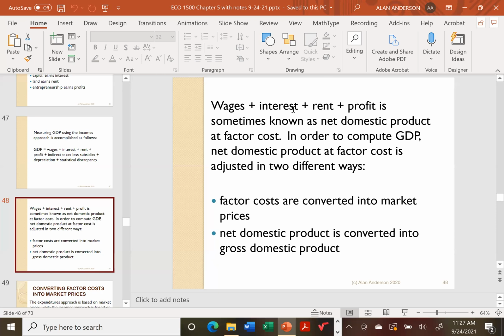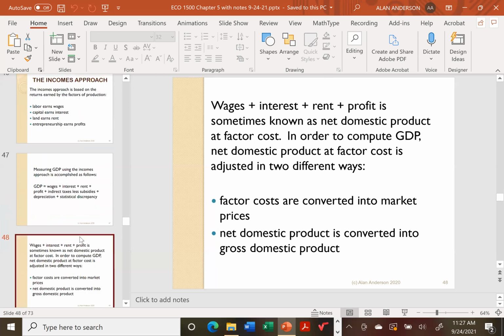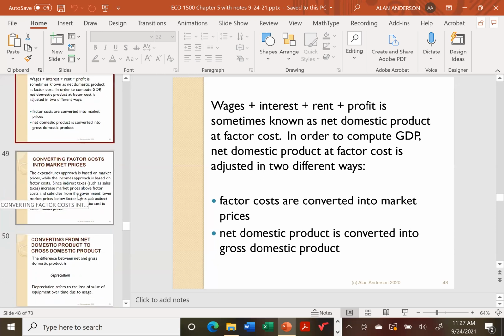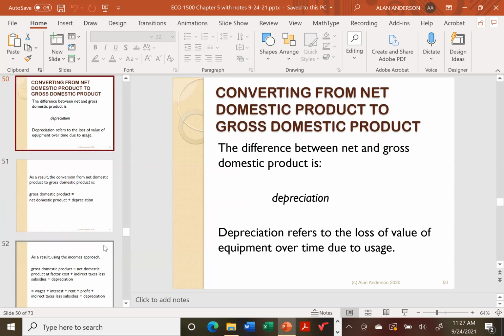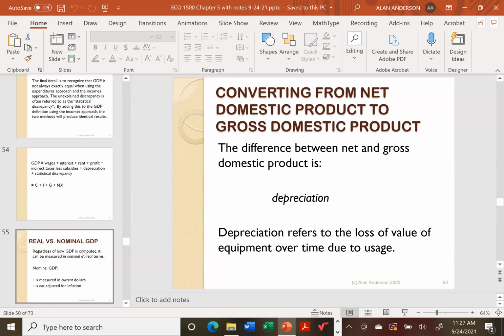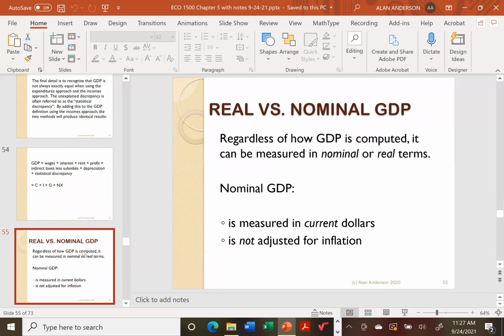So there's a lot of awkward issues involved with this incomes approach. So let's sort of gloss over that now and jump ahead. Now, this, on the other hand, is really, really important. We're going to, for the first time, introduce this concept of real versus nominal.